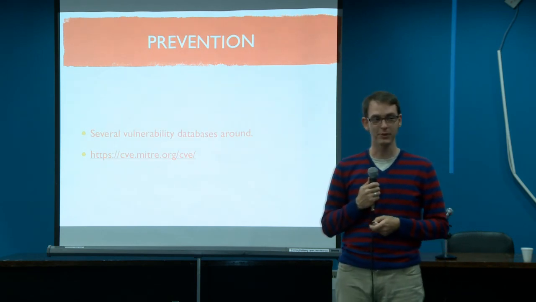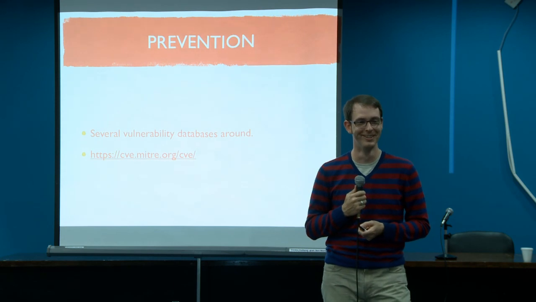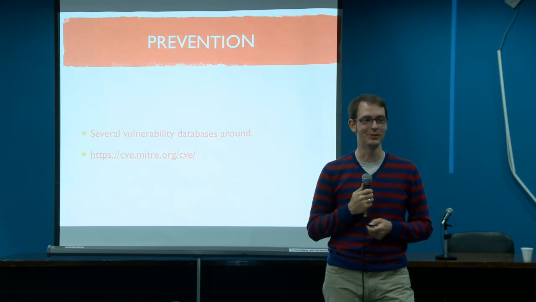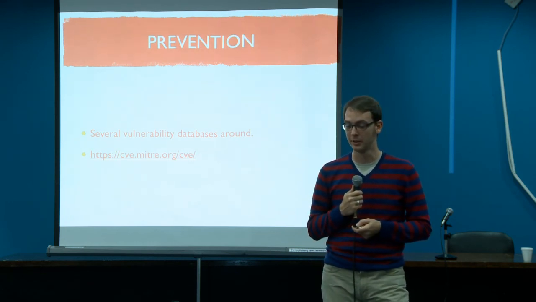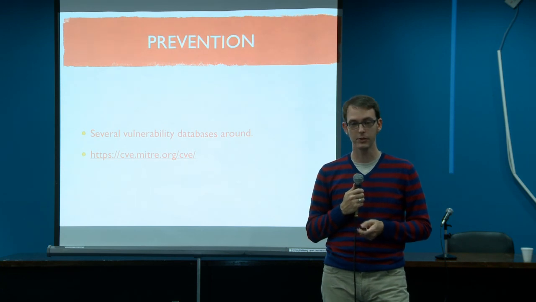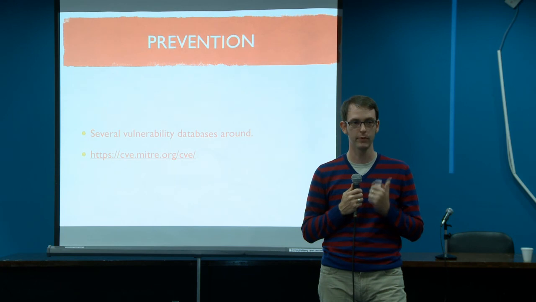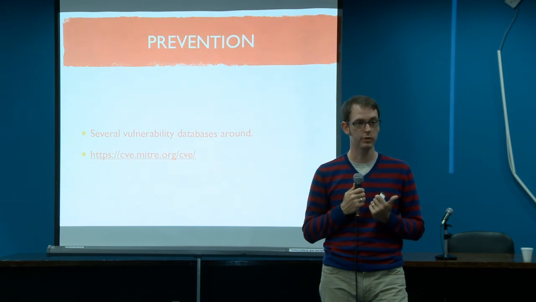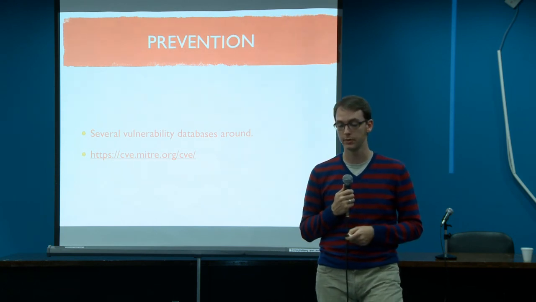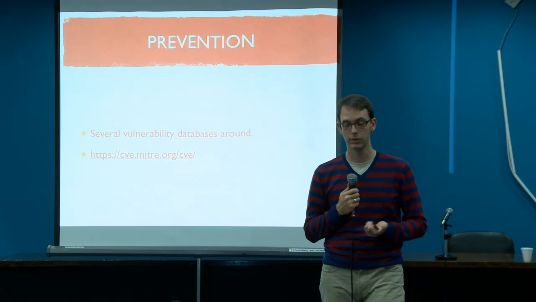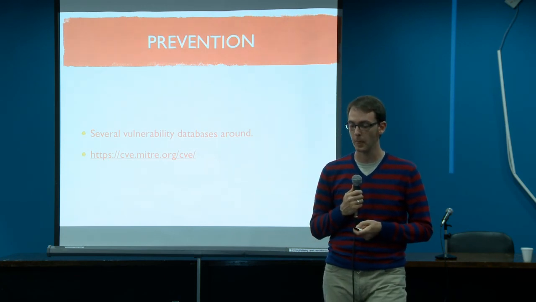It's fun to go there and look for stuff that you've written, or stuff that you use, and just see what can go wrong. There's a few databases. This is the English language one. There's also one in Japan that I don't have the URL for. The content is all in Japanese, but Google Translate is really good for finding what actually went wrong.